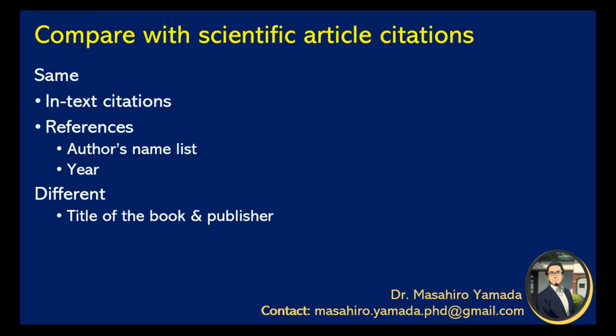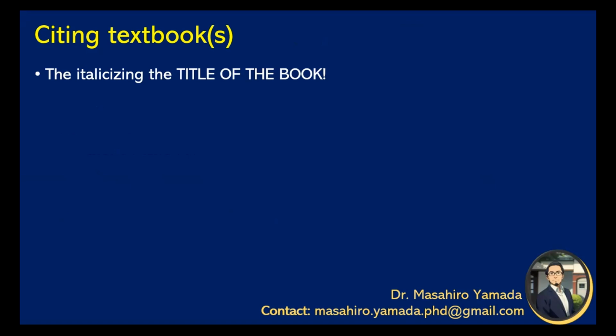So when you cite a textbook, the rules that are the same from the previous videos are the in-text citation rules. And when it comes to the rules for references, the author's name list and the year are exactly the same. What's different when you cite a textbook is the title of the book and the publisher. When you cite a scientific article, you do not italicize the title of the manuscript, right? But when you actually cite a textbook, you italicize the title of the book.